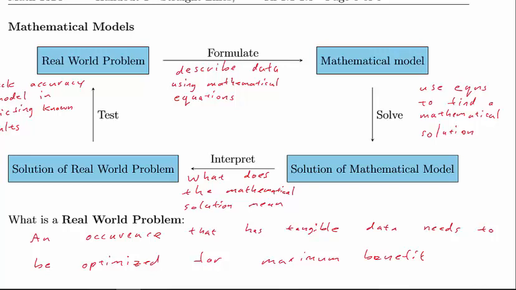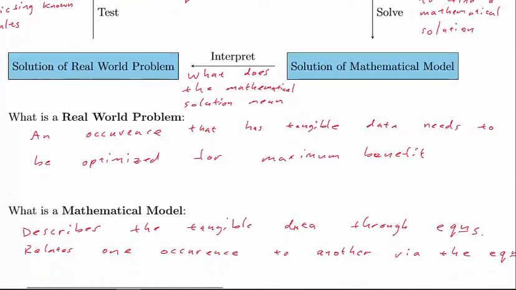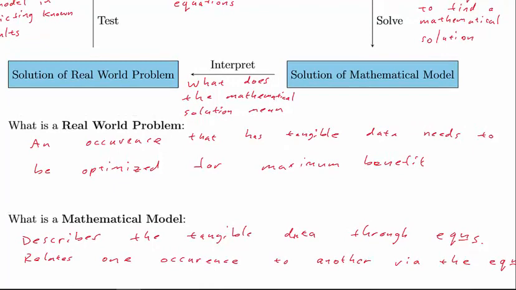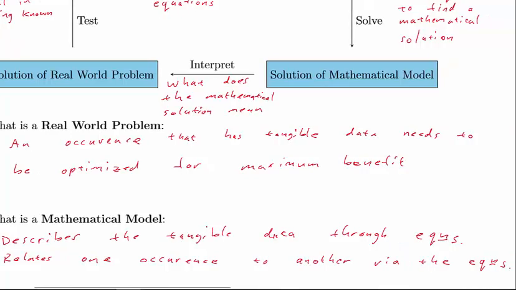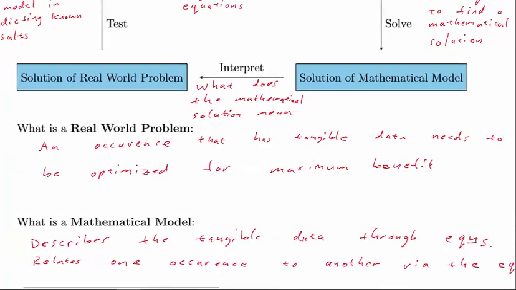So after we've stated what our problem is, we need to begin to formulate. Formulate basically is we're describing the data using mathematical equations, right? Usually in terms of one occurrence or how one occurrence affects the other. Once we've formulated, we have our mathematical model. And what is a mathematical model? It is a model that describes the tangible data through equations. This relates one occurrence to another via the equations that we have developed.